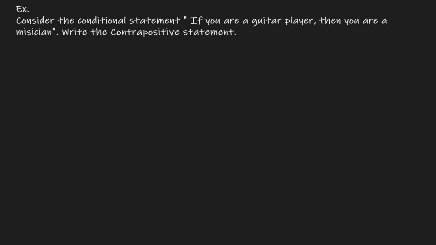So here we have the same conditional statement. If you are a guitar player, then you are a musician. And now we want to write down the contrapositive statement. So how are we going to do that? The same way that we have done before. Let's identify my hypothesis. Here we have my hypothesis. And what is my conclusion? You are a musician. Here we have my conclusion. So what we want to do is switch them and then negate them. So let's do the switch first.